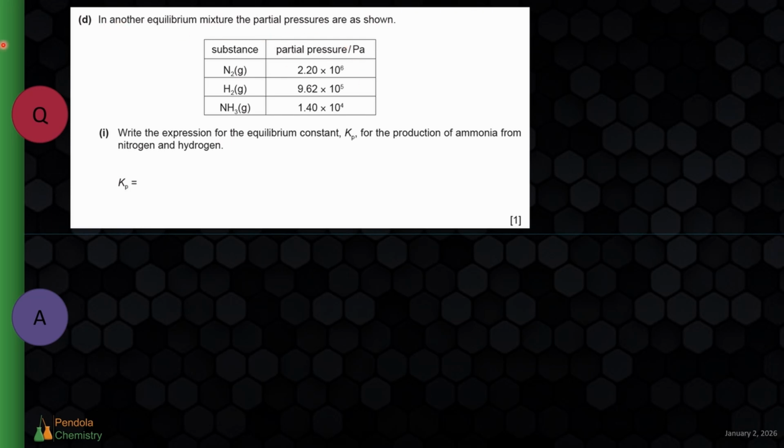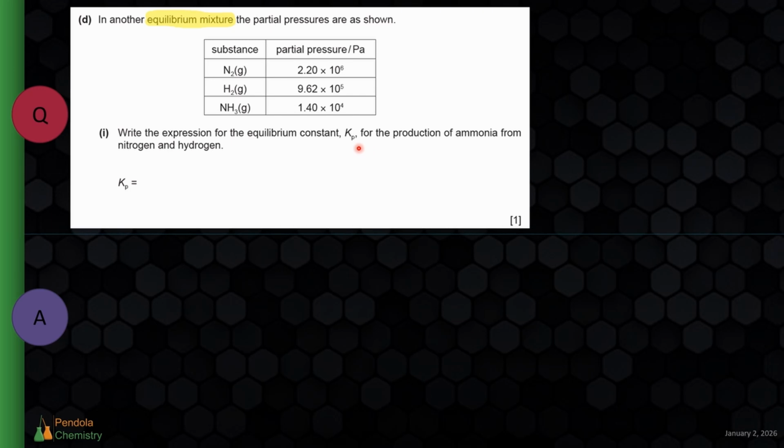And it says here, I'm going to highlight this, in another equilibrium mixture, meaning that these are partial pressures at equilibrium. Remember that according to what we learned earlier, we could have partial pressures initially and then we'll have to use an AICE table. But these are all already equilibrium mixture partial pressures, meaning that these are already at equilibrium. We can use it in the equilibrium expression.